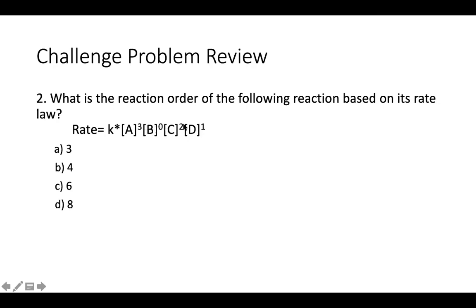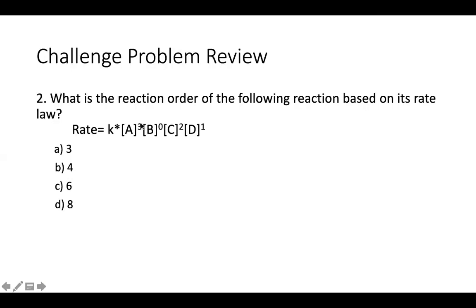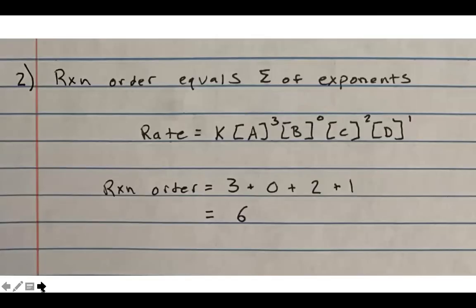So 3 plus 0 plus 2 plus 1, your answer should have been 6, choice C. And I may have left K off on the original problem, and if I did, I apologize. I did not mean to. Really, I just wanted you guys to add the exponents.